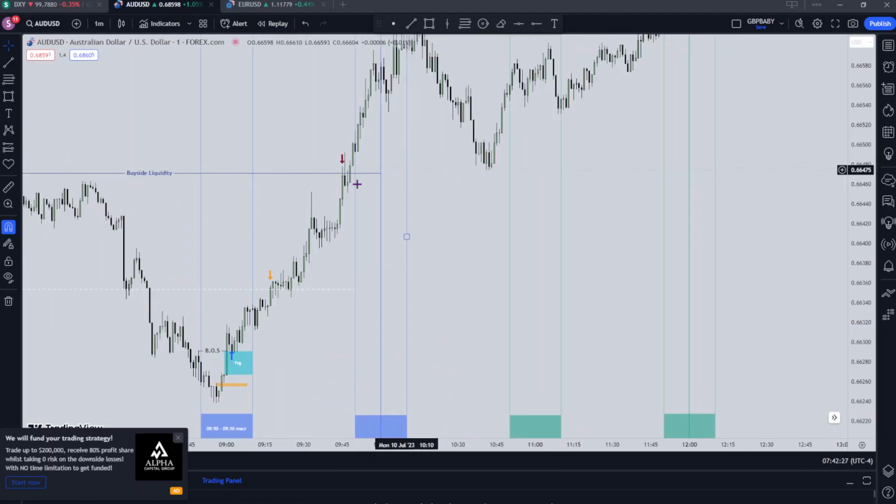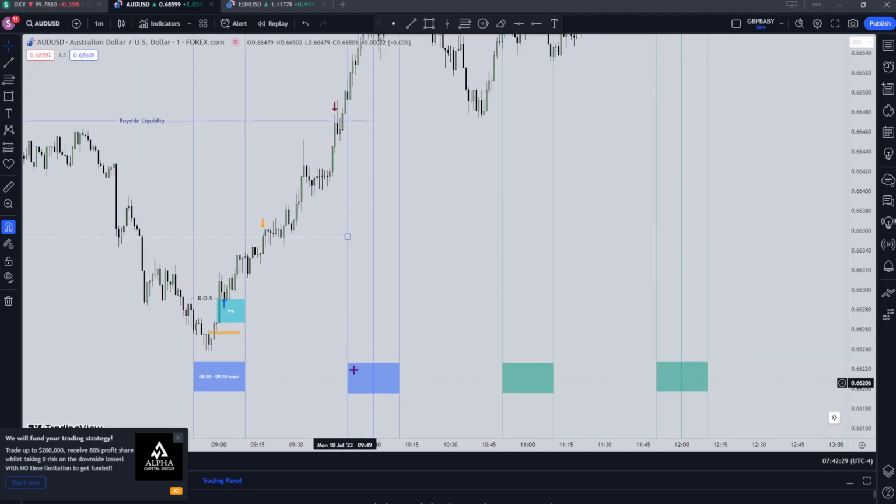And then we have another macro. This one's between 9.50 and 10.10.